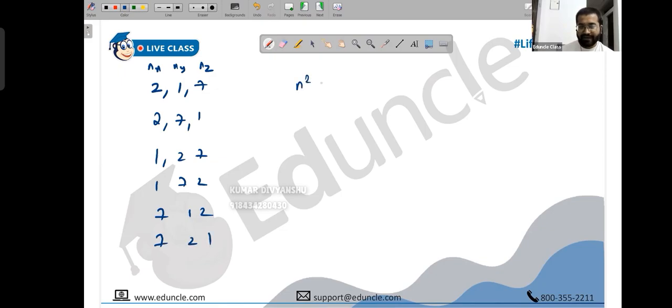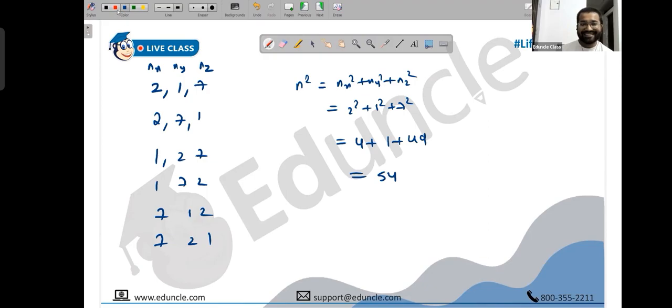So when you calculate n², it is nx² plus ny² plus nz². That's 2² plus 1² plus 7², so 4 plus 1 plus 49. This is 50 plus 4, 54. Now, just like we learned last time, 1 plus 49 gives us 50. Another combination that gives us 50 is 5, 5. So (2, 5, 5). Calculate for this now.